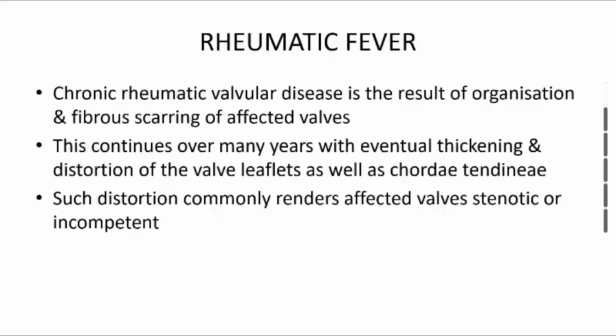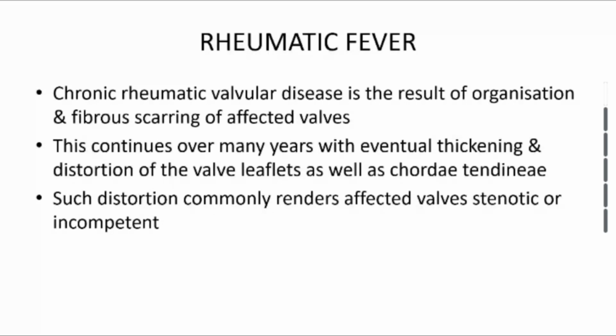Then chronic rheumatic valvular disease is the result of organization and fibrosis. It can affect any valve: the mitral valve, the tricuspid valve, the aortic valve, the pulmonary valve. As I said already, scarring affects those valves. They make them either incompetent, that is, not closing properly and allowing blood to flow back, which is what we call regurgitation, or you can have stenosis. So you are likely to see something like mitral stenosis, aortic valve stenosis, or mitral valve regurgitation.